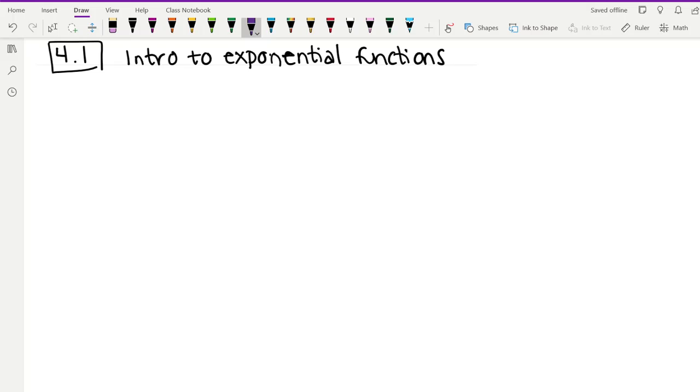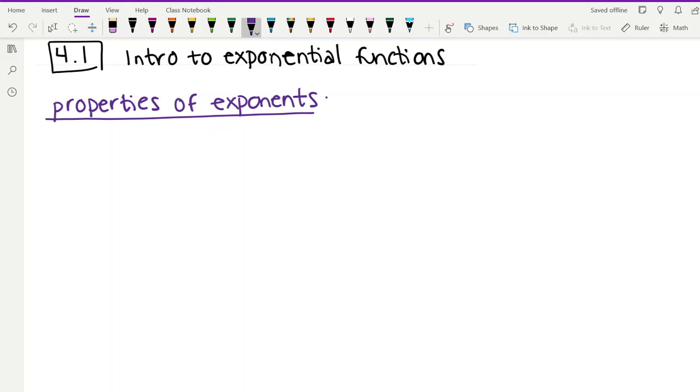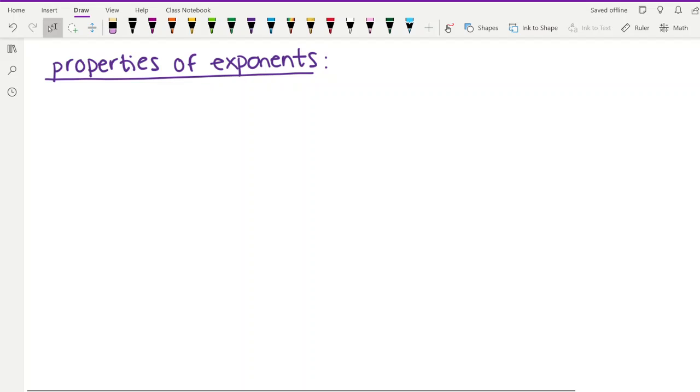But before we can get into graphing exponential functions, we need to review some properties of exponents. Just because you can't really evaluate exponential functions if you don't know how to apply exponents to different types of numbers. So you may have at some point in your mathematical career learned a bunch of different exponent rules. We're not going to be going over all of the different exponent rules that are out there. We're going to focus on some of the more basic ones for now, and then in a later video, we'll go over some other ones.